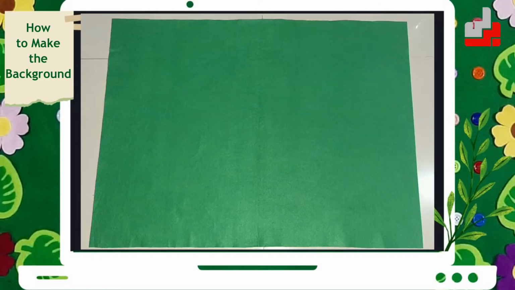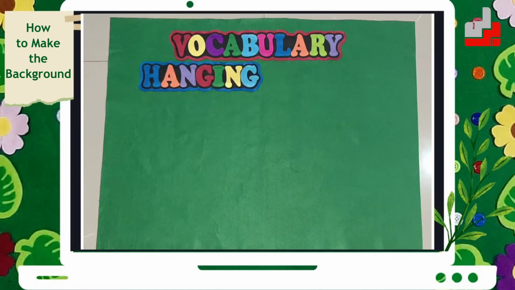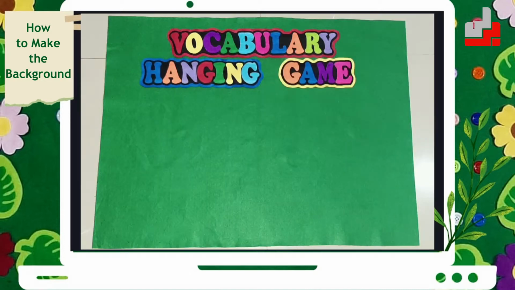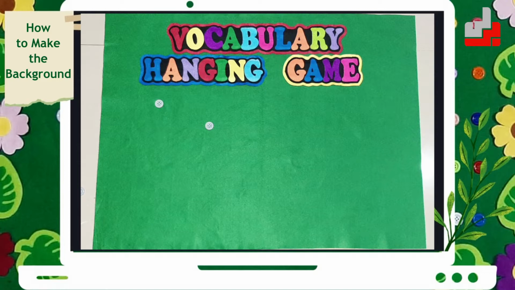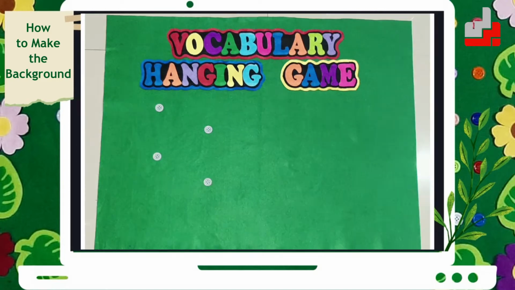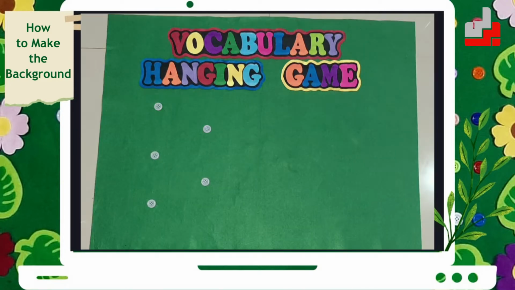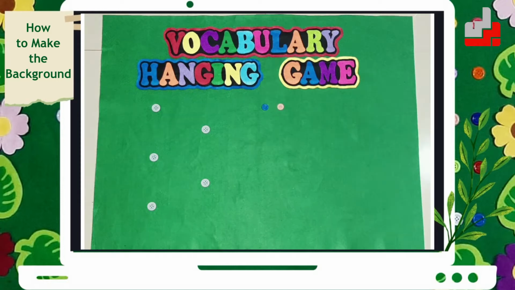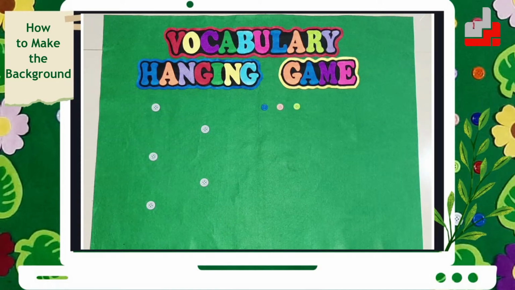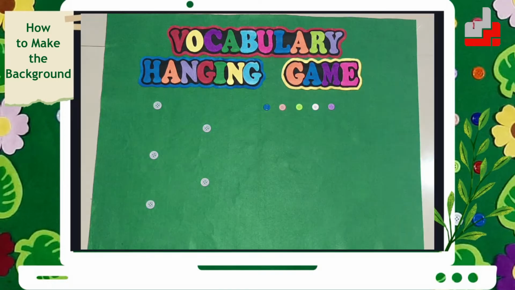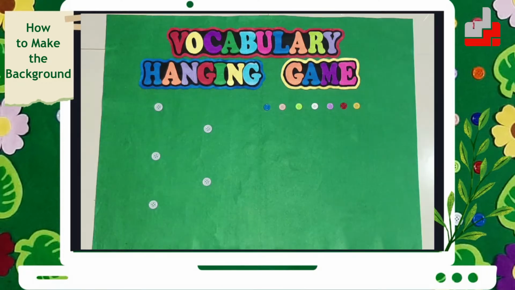To make the background, prepare a large flannel cloth, and here I use green color. And then stick big letters for the title of the media in the top position. After that, stick colorful buttons with hot glue, and we can stick large buttons into the left position to hang the questions, and we stick small buttons in the right position to hang letters or vocabulary.